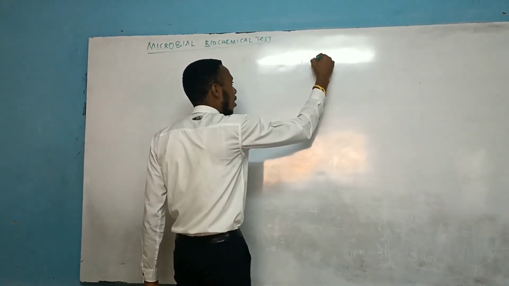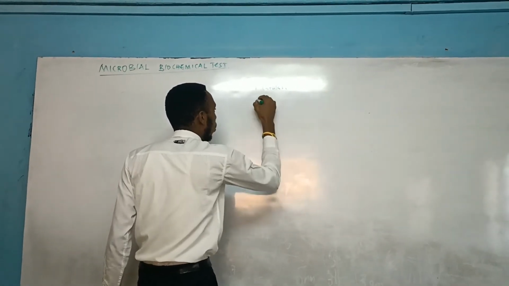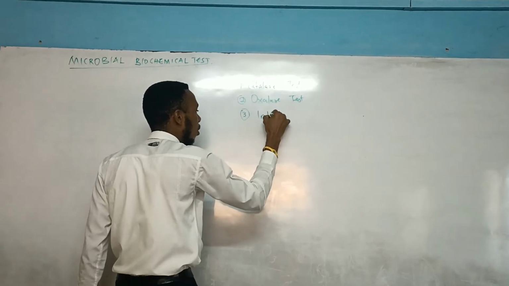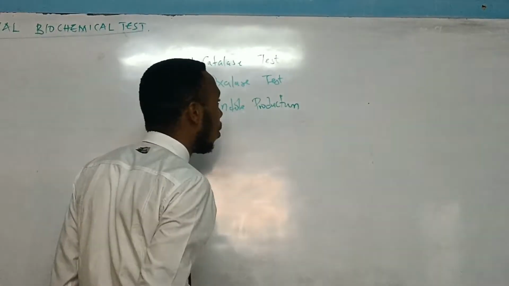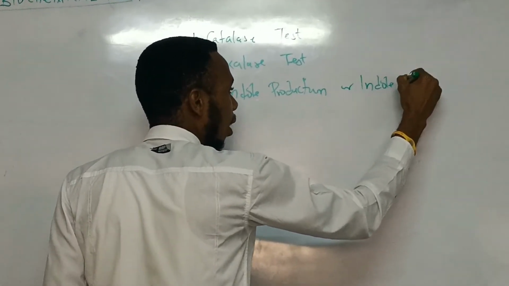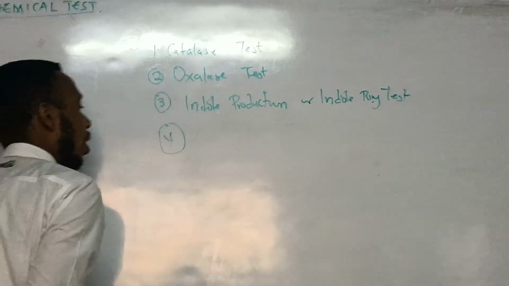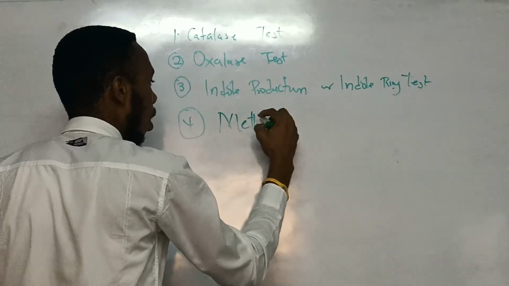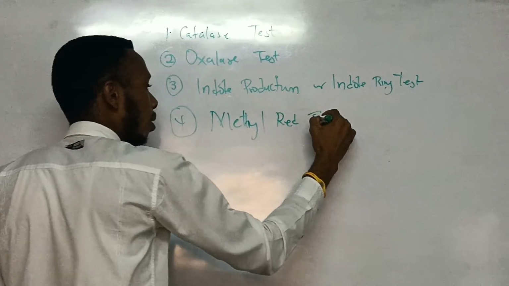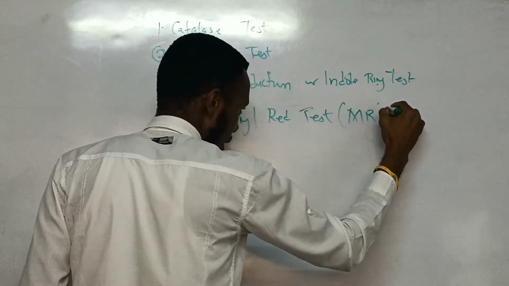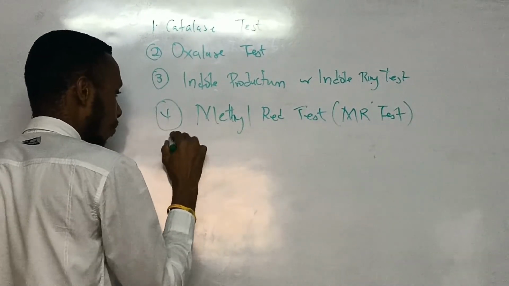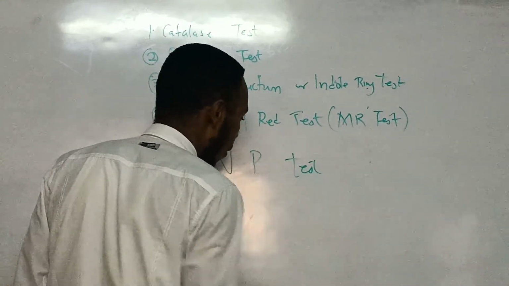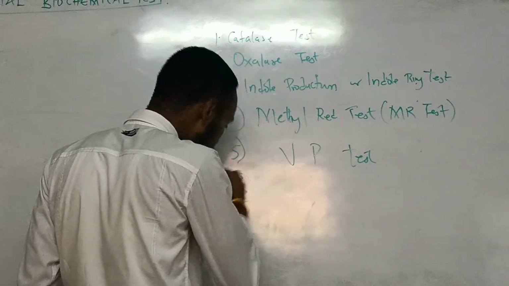Number one, we have the catalase test. Number two, we have the urease test. Number three, we have the indole production or indole ring test. Number four, we have the methyl red test, also called the MR test. Number five, we have the VP test, which is also known as the Voges-Proskauer test.